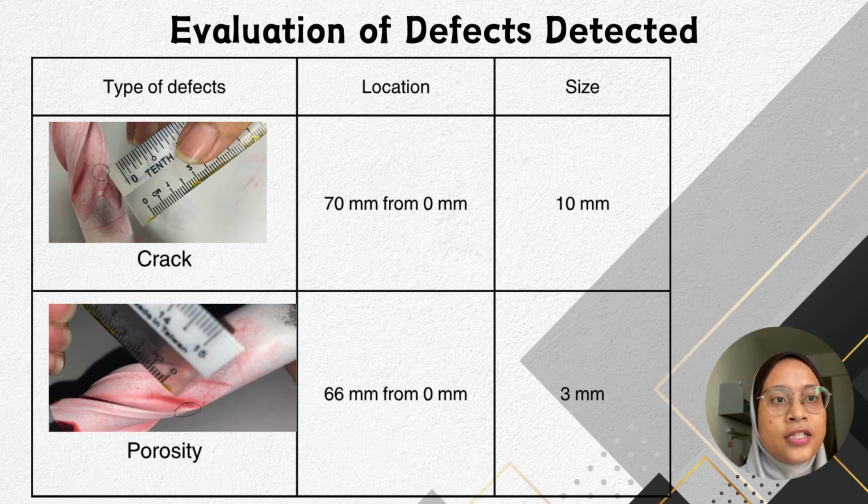For the evaluation of defects detected, we found two defects. The first one is a crack. The size of the crack is 10 mm. The location of the crack from the base is 70 mm from 0 mm. The second is porosity. The size of the porosity is 3 mm and the location of the porosity from the base is 66 mm from 0 mm.